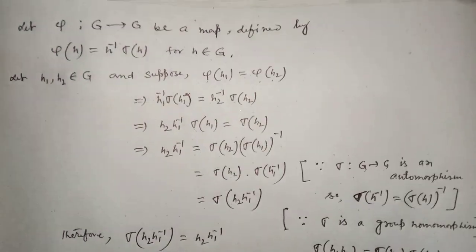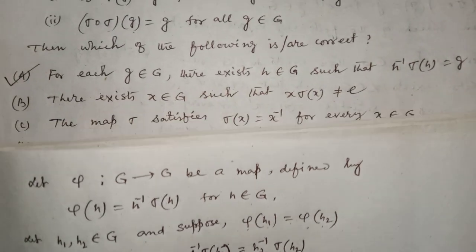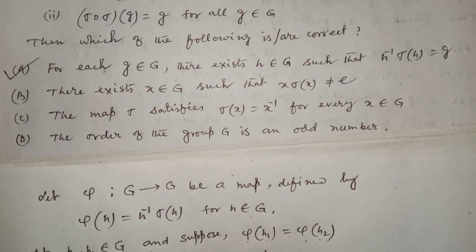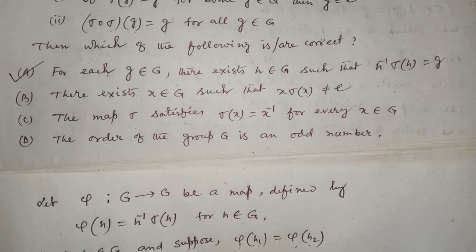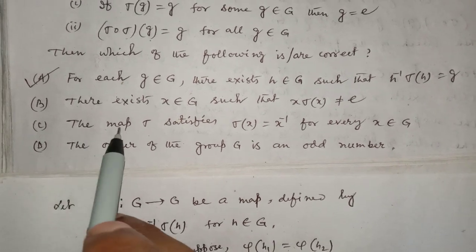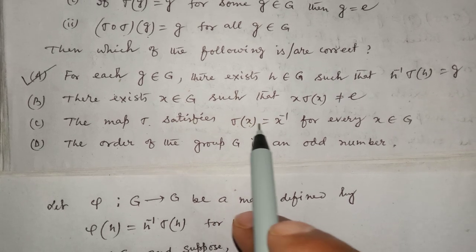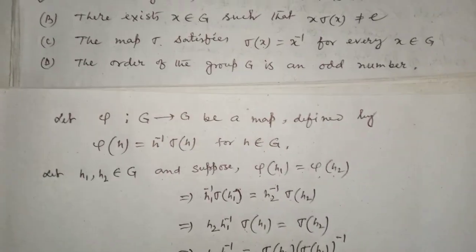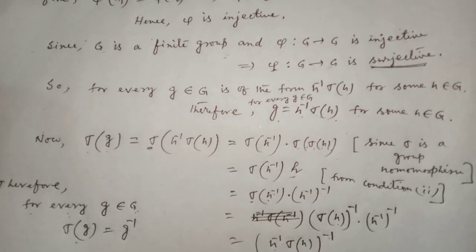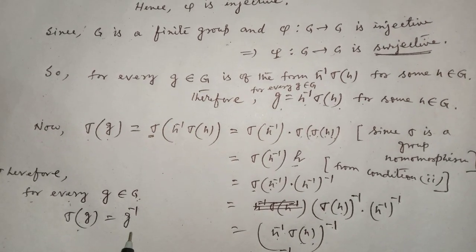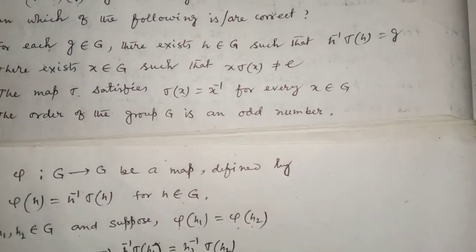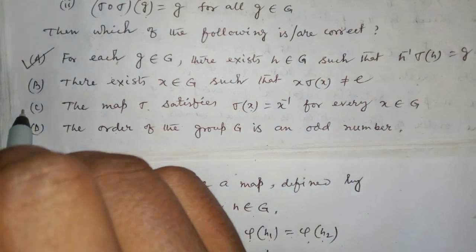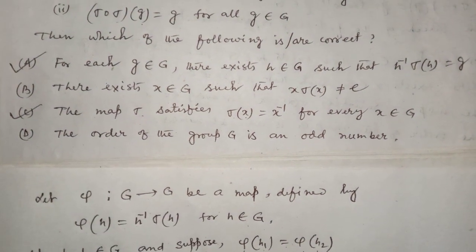So in option C, the map sigma satisfies sigma x is equal to x inverse for every x belonging to G. And here we see that for every g belonging to the group G, sigma of g is equal to g inverse. Therefore option C is correct.